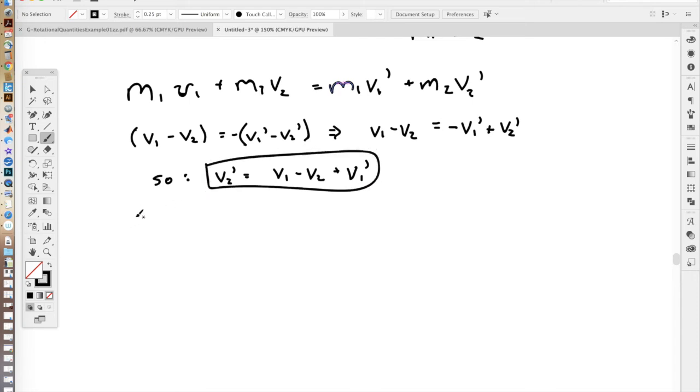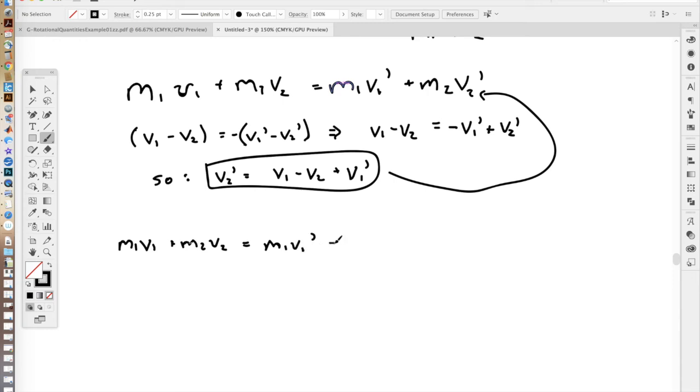So if we keep everything in symbols and we don't plug in a number like we did before, then when we get to our conservation of momentum equation, we can take this symbolic equation and plug it in for v2 prime here, and that becomes m1 v1 plus m2 v2 is equal to m1 v1 prime plus m2, and this becomes v2 prime is now v1 minus v2 plus v1 prime.